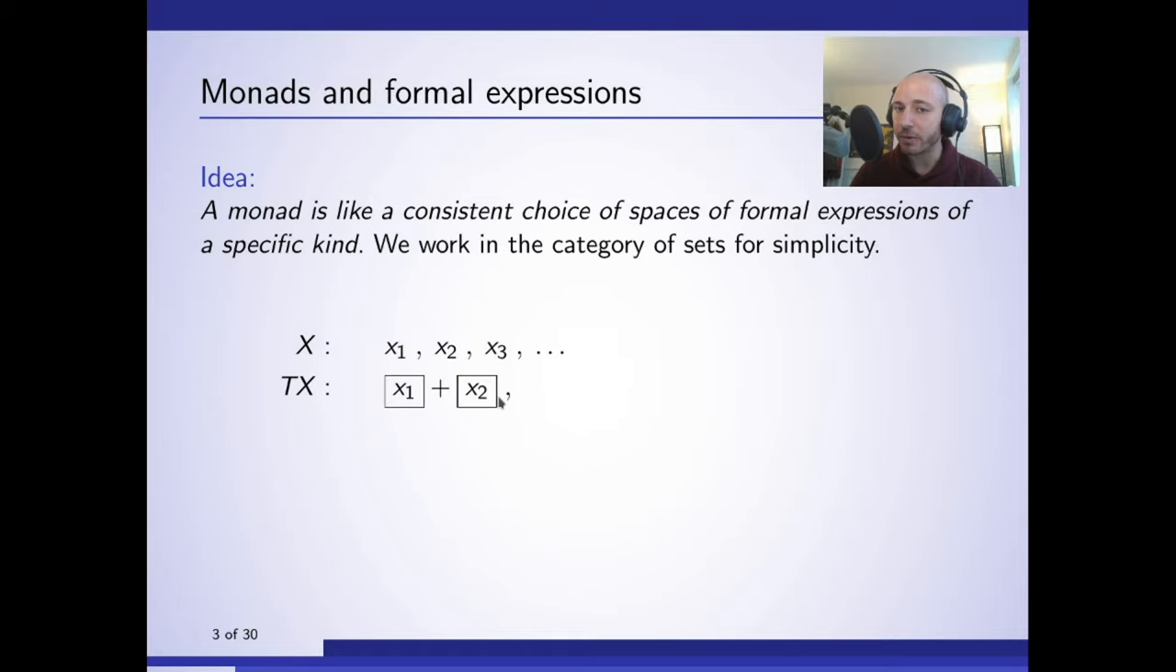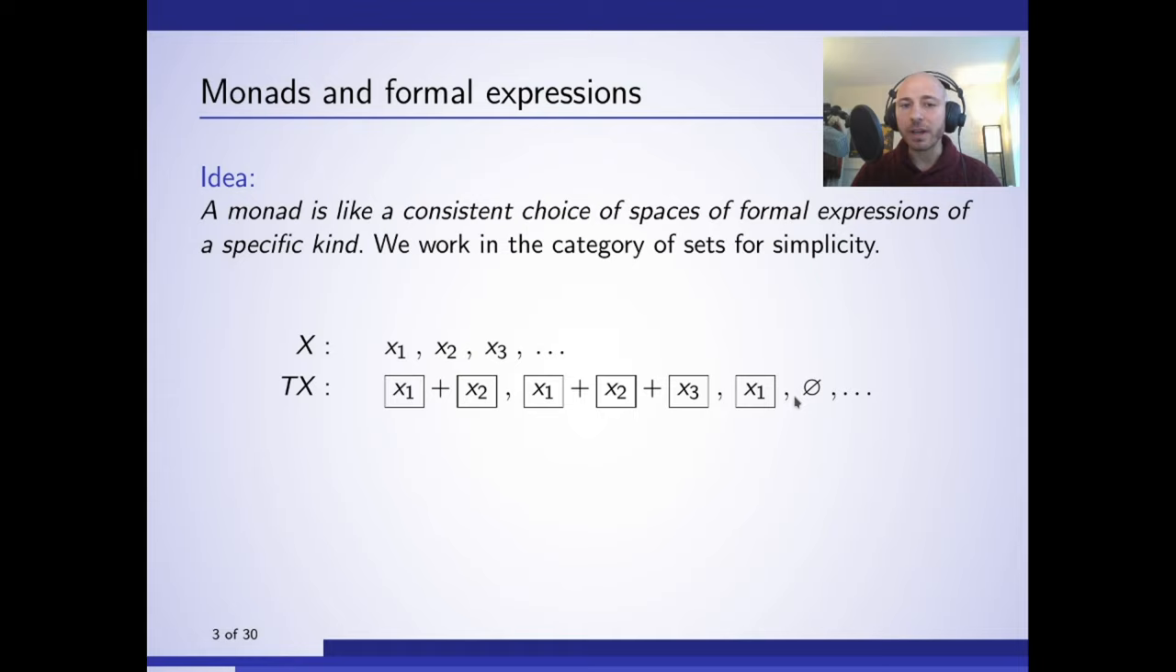There are binary sums. We can form ternary sums. We can form just unary sums, that's just x1 seen as a sum of one term. Even the empty sum, no terms. It's kind of like a placeholder for zero if you want, but formal.